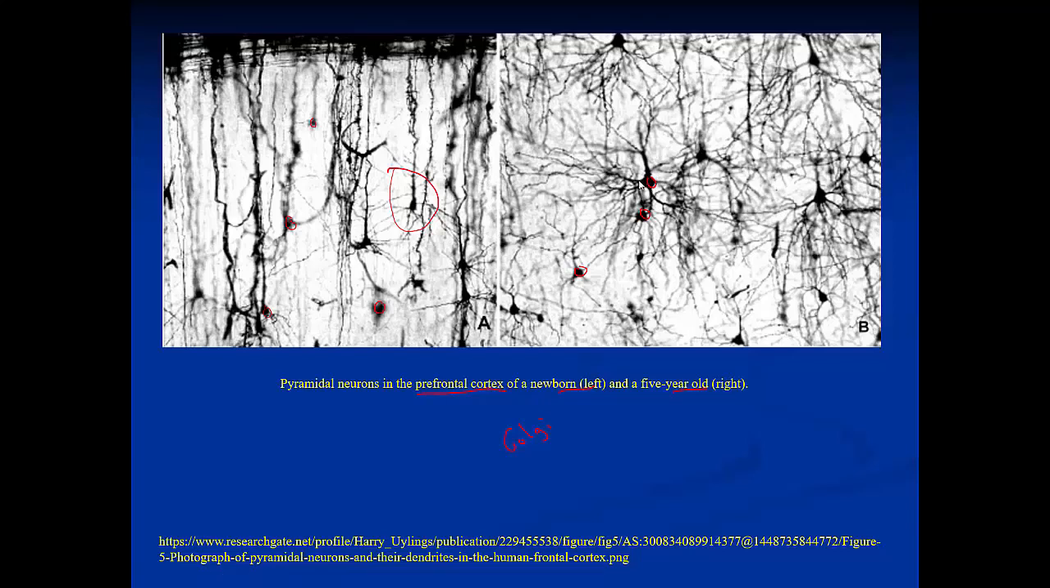So one of the things when we talk about development, I want you to remember, by the time you're born, you've got about all the neurons you're ever going to have. What changes is not the number so much, it's the relative branching of them.